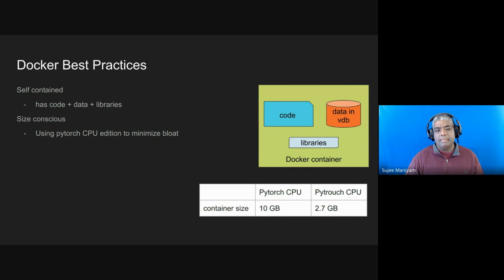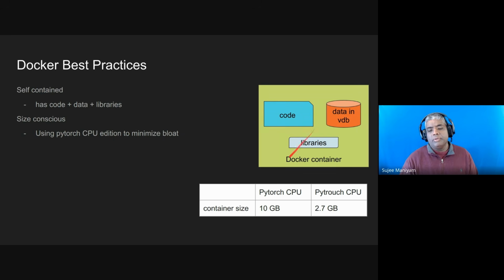Here's a couple of quick words on the best practices. Like I said, I like everything to be self-contained. By the way, this Docker is available publicly. You can just download the Docker and run it from Docker. You don't even need to install Python. That's how easy it is.